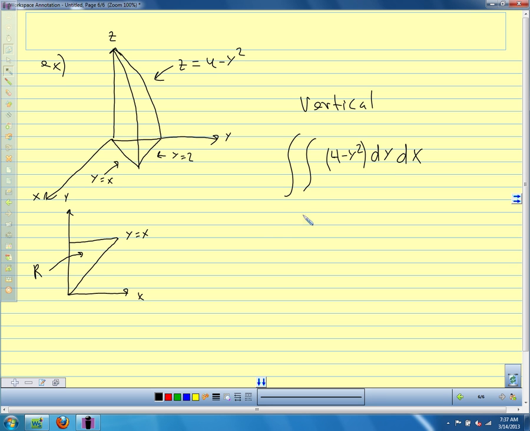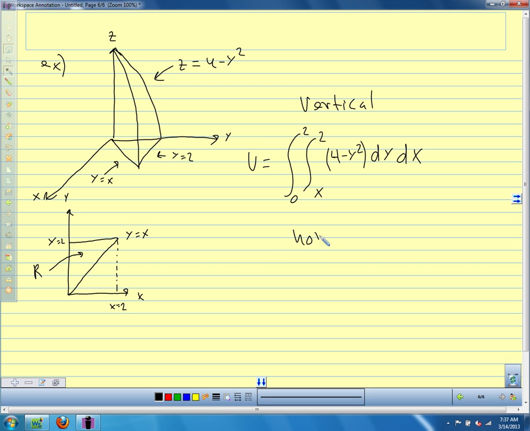So y here is going to vary from what to what in our region? x to 2, because this is y equals 2 here. And x is going to vary from 0 to 2. So our volume is given by that integral.